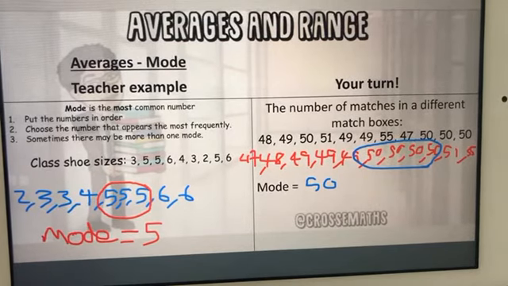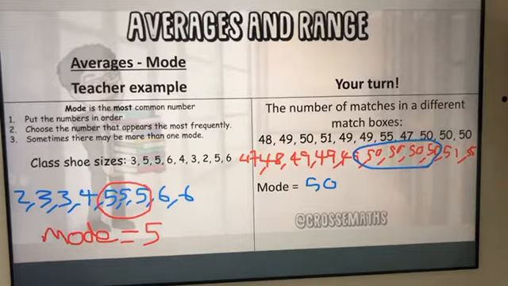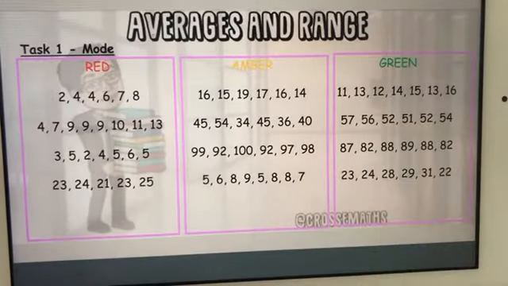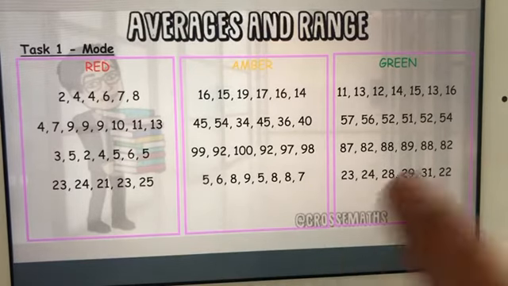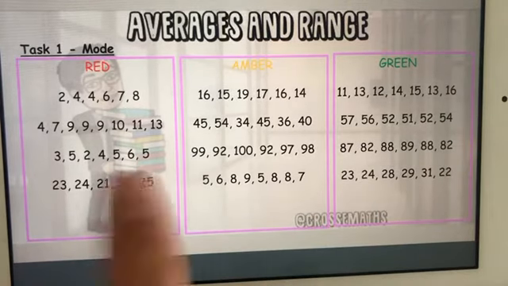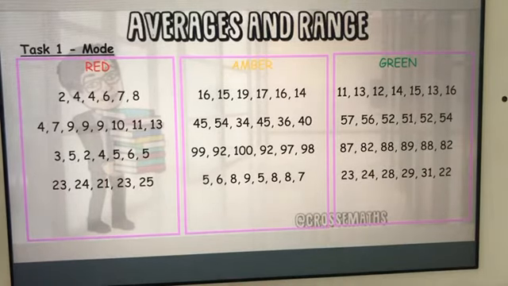Again, depending on how confident you feel, make sure that's marked. Depending on how confident you feel, have a go at red, amber, or green. Green is the most difficult one. Red is the easiest. Amber is if you're feeling in the middle. Only do one box for me. So you're going to put those numbers in order. And you're going to work out the mode for each one. Only do one box. I'm going to give you just over a minute.